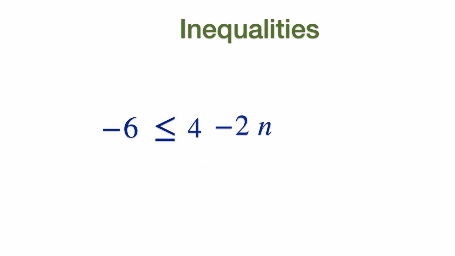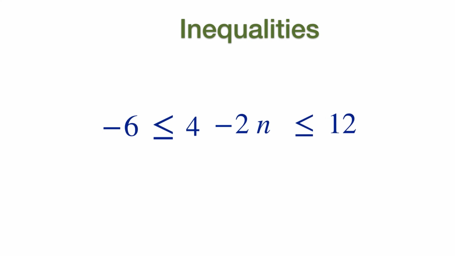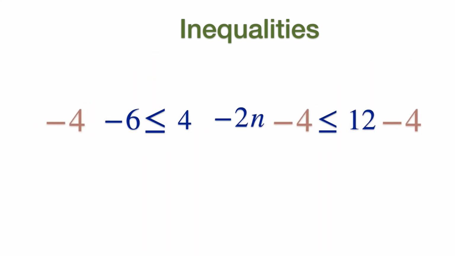Let's look at another example. This is a sandwich inequality. We can solve this to find the values of n. On this occasion, our objective is to isolate n from all the other terms. Since 4 is added to minus 2n in the middle of the inequality, we start by doing the opposite, which is to take away 4 from each part of the inequality.